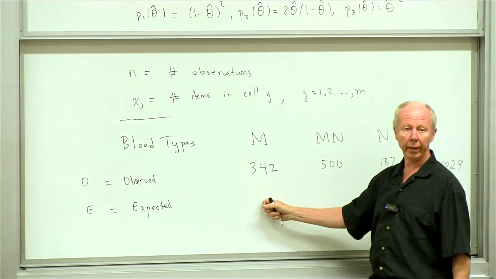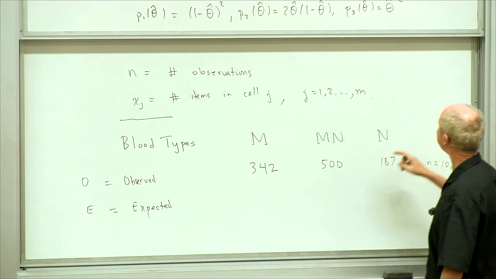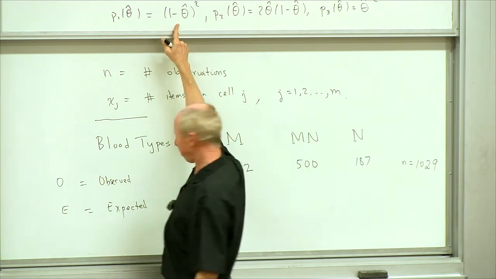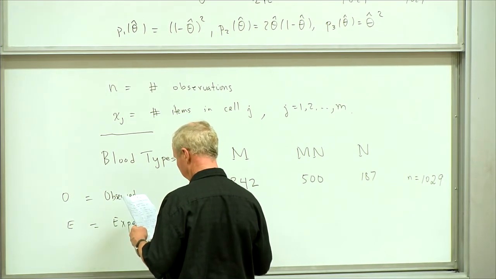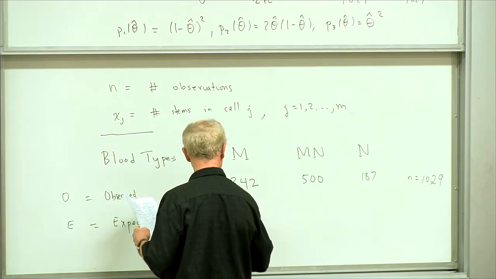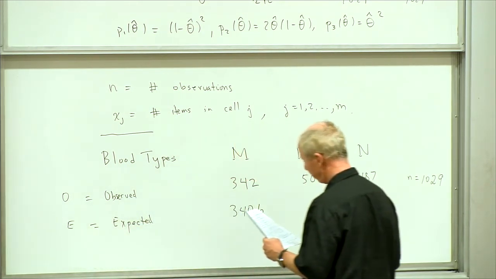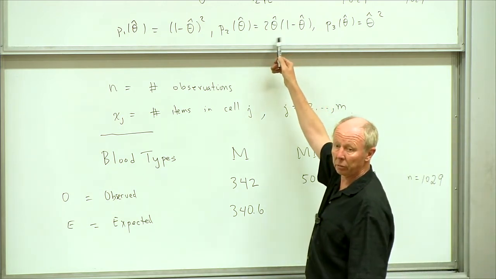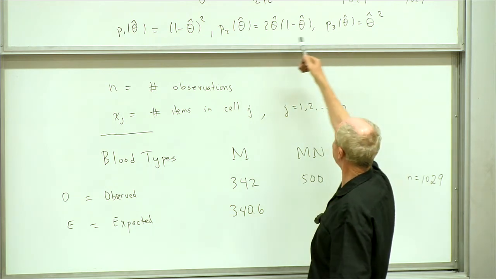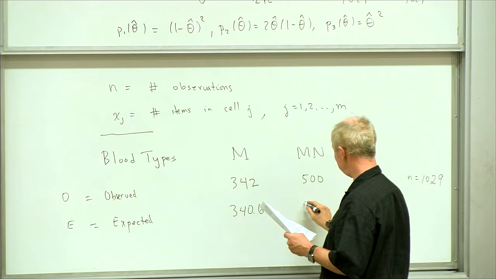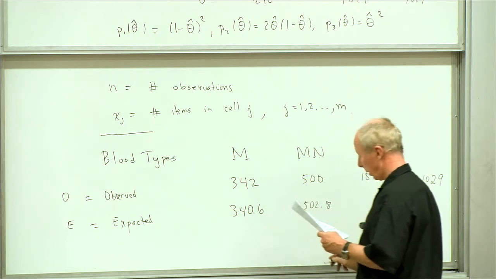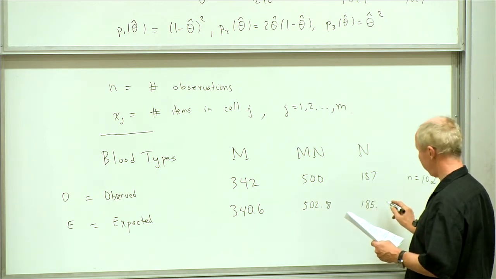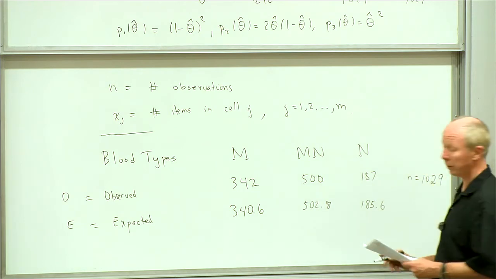This would be n times P1 of theta hat, or it'll be 1,029 times this. And that gives, when you do that computation, 340.6. This number would be 1,029 times this number, where you substitute 874 over 1,029 in here. And what you get when you do that is 502.8. And similarly, 1,029 times P3 of theta hat is 185.6.